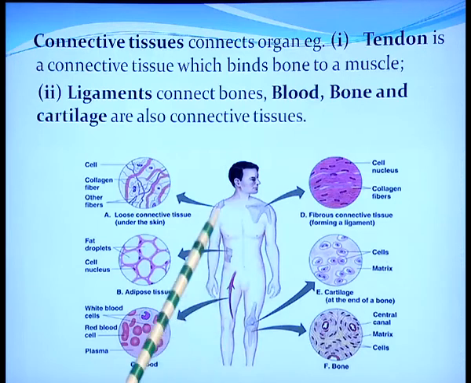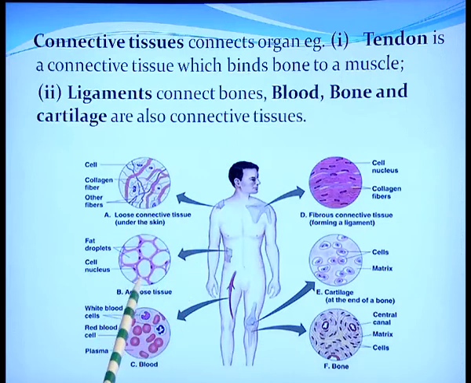There is loose connective tissue called areolar. There is adipose tissue which stores fat. You can see this pink cytoplasm is shifted to one part with the nucleus, and the rest is all fat. In our body, the fat tissues are like that.